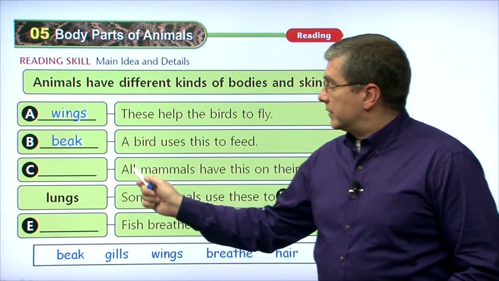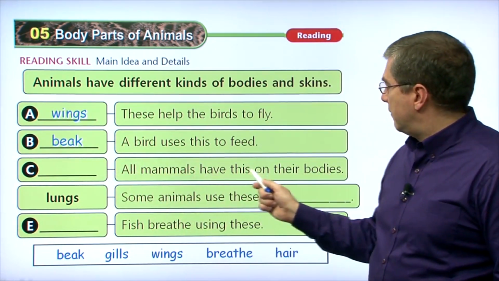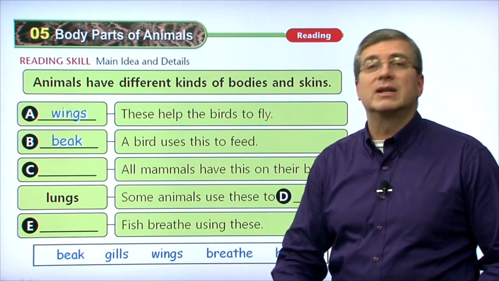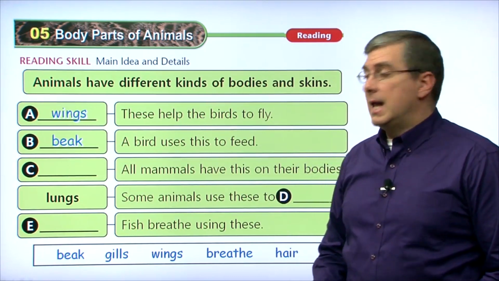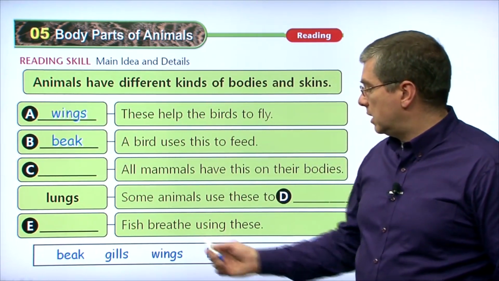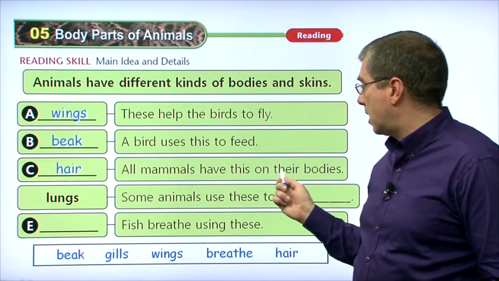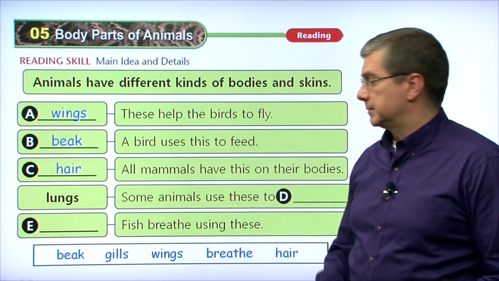Next one, let's look at the use. All mammals have this on their bodies. It keeps them warm, right? So what is it? What of these words here? If you guessed hair over here, that would be correct. All mammals have hair on their bodies.